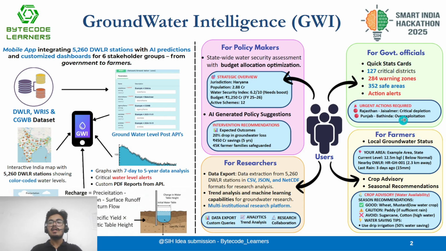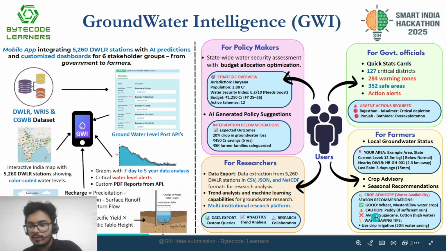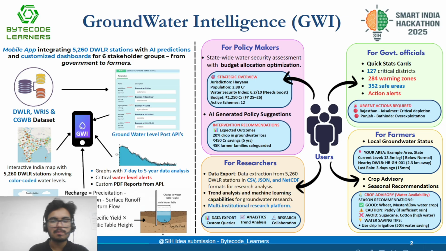Next, farmers can get the current groundwater level. For example, if I'm a farmer, I just have to open the application, and based on my location, I will get a seasonal crop recommendation. If right now I am in a place where the water level is too low, it will say to avoid sugarcane or rice due to the high water requirement of these crops. It also suggests water saving tips, like using drip irrigation.